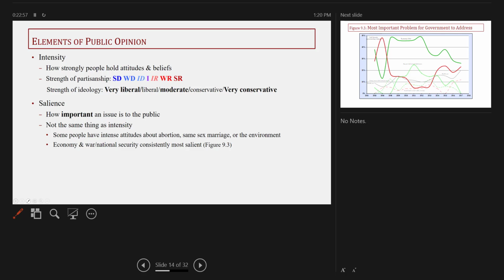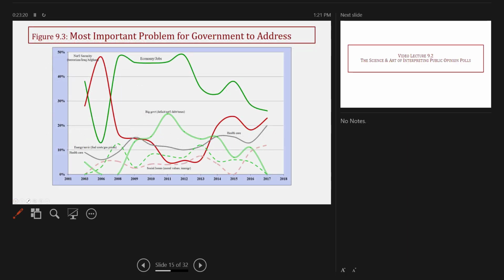And consistently, the issues that come up as the most important problems are the economy, and war and national security issues are always among the top 3 issues, and then other issues, crime or something. So here is a chart that I prepared that just goes back to 2001 up through 2018. And so, as you can see, in the 2000s, the national security.